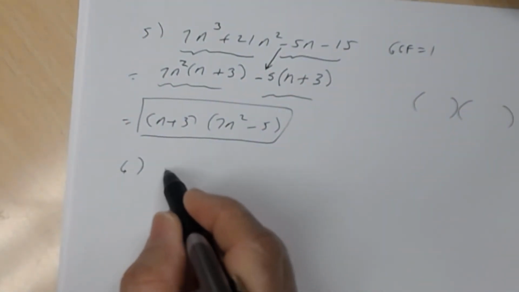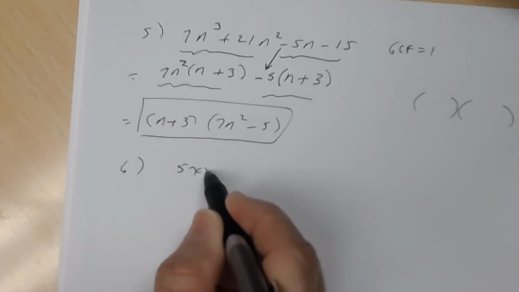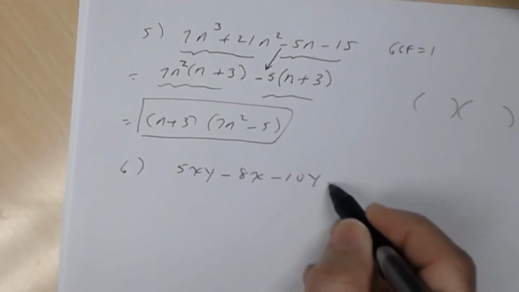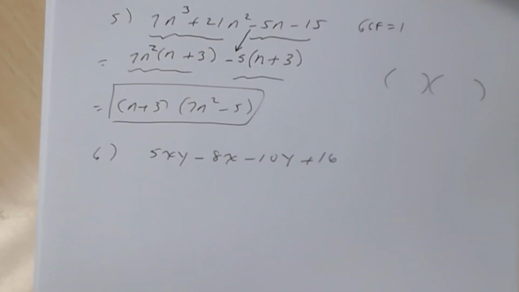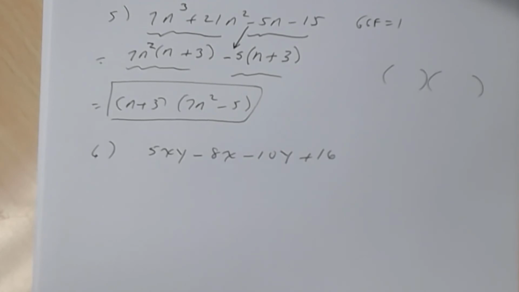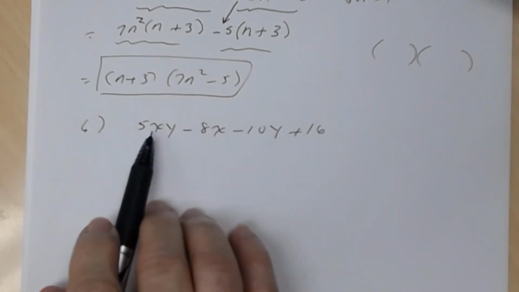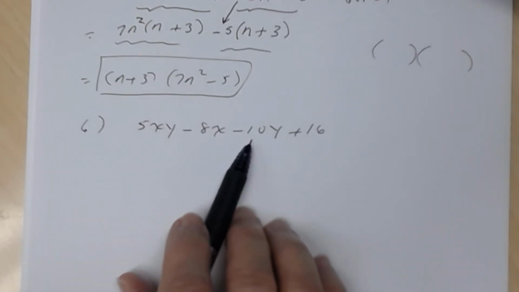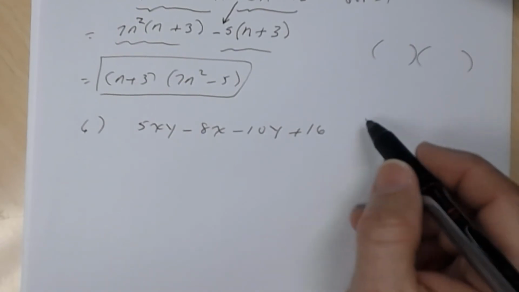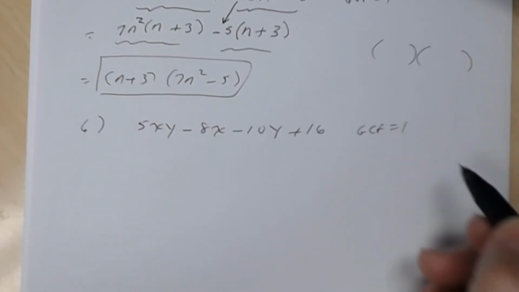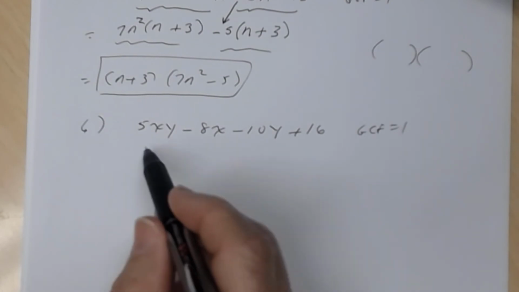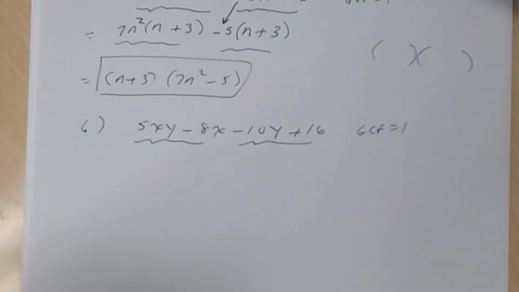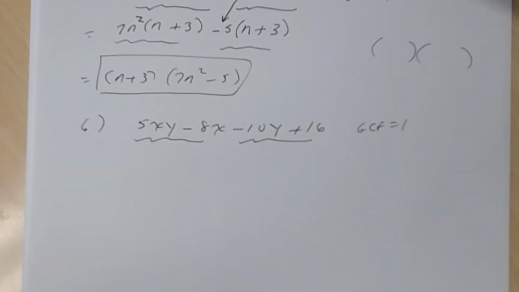Number 6, suppose we had 5xy minus 8x minus 10y plus 16. Look at all your 4 terms: 5xy, a negative 8x, a negative 10y, and positive 16, and notice that the GCF is 1. So since the GCF is 1, I'm going to go ahead and factor the first group and factor the second group. So I'm going to group the first 2 terms together, and I'm going to group the second 2 terms together.